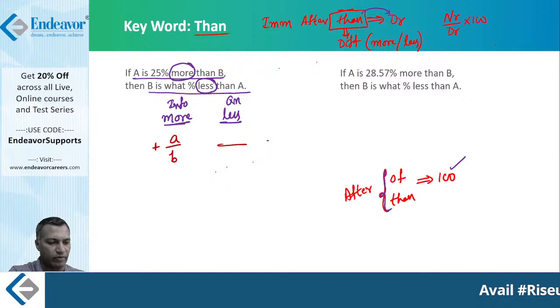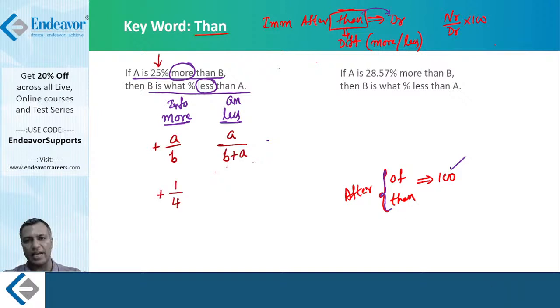Fair enough. Let's understand this question. Let's go to the first question on this note. Now look at this. What is the fraction associated with more? 25%. What is the fraction form of 25%? 1 by 4. That's what I asked you to write.